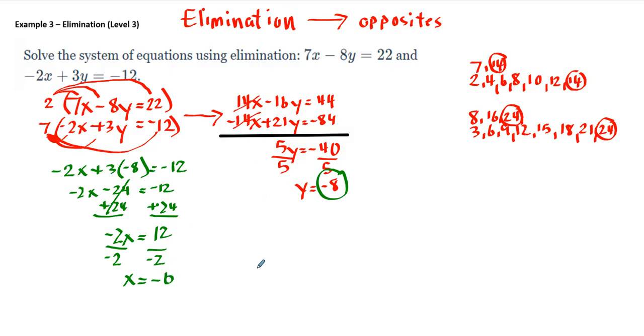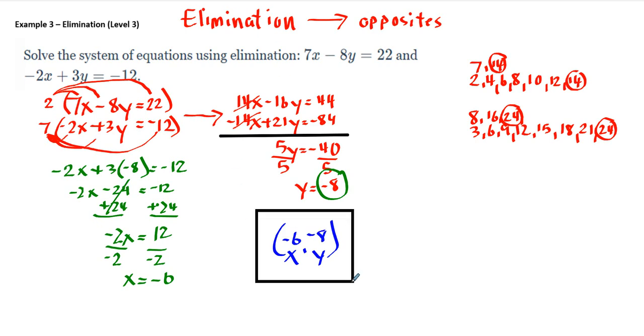Now that we have our final answer, I'm going to put x comma y inside the parentheses. My x is negative 6 and my y value is negative 8. And let's box that because that is our final answer.